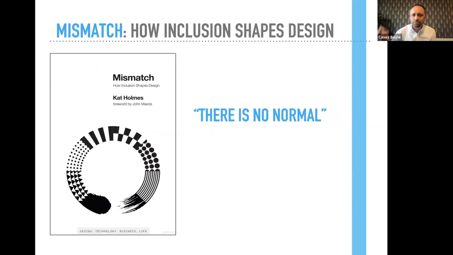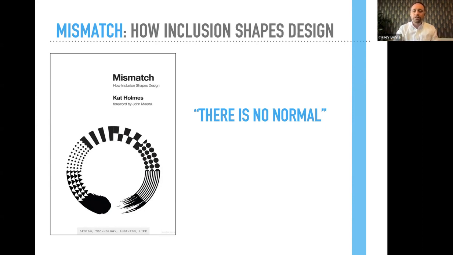So for instance, a good book, I think this is a great book. If you're not familiar with it, I would highly suggest it. It's great at the undergraduate level. It's great all the way through. It's by Kat Holmes. It's called Mismatch, and it's about how inclusion shapes design. In this one chapter, "There Was No Normal," and I'm going to come back to this a couple more times, there's no normal. She goes on at length about the bell curve and the way that products are designed and mass produced, and how there's this sort of normal that gets engineered and imposed on everybody else, right?